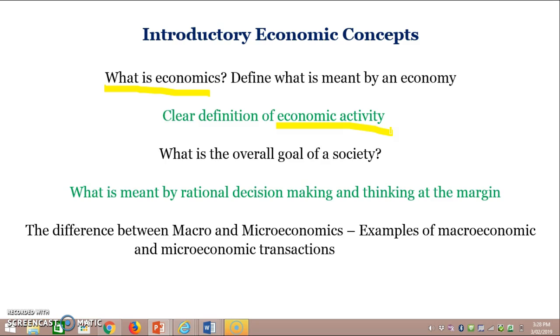Economic activity, any production, income, or expenditure, if any of those three things are occurring and it's being recorded and there's some form of dollar payment, then it's economic activity. Remember, production, income, and expenditure, and you're on the right track. The overall goal of society is just to maximize the living standards of their citizens. So that includes material living standards and non-material living standards. I'll talk to you a little bit more about rational decision making and thinking at the margin in a second. And then just with micro and macroeconomic concepts, we'll go through those as well.